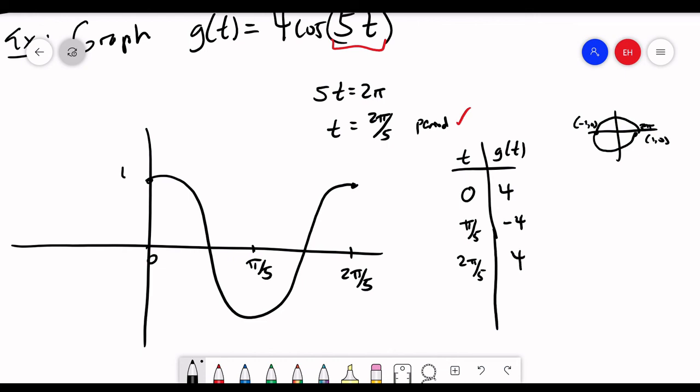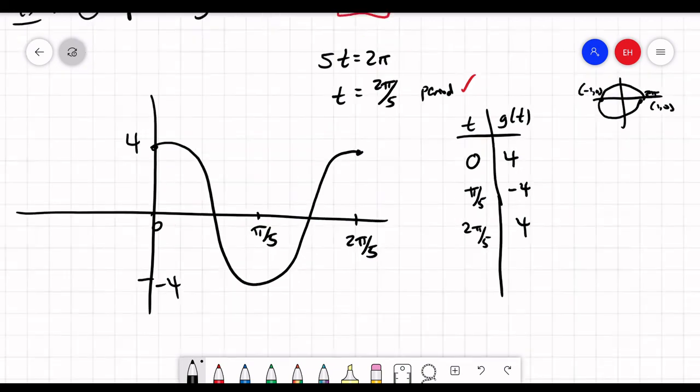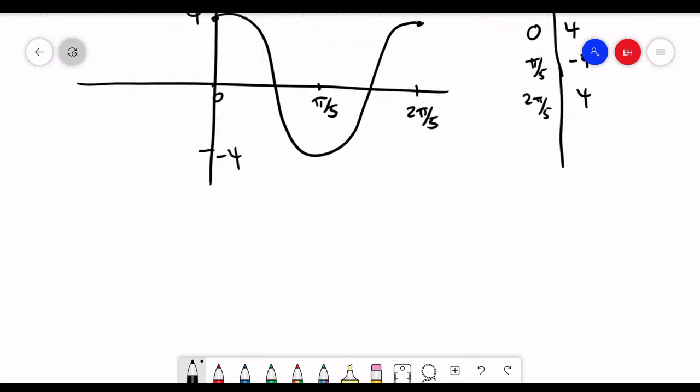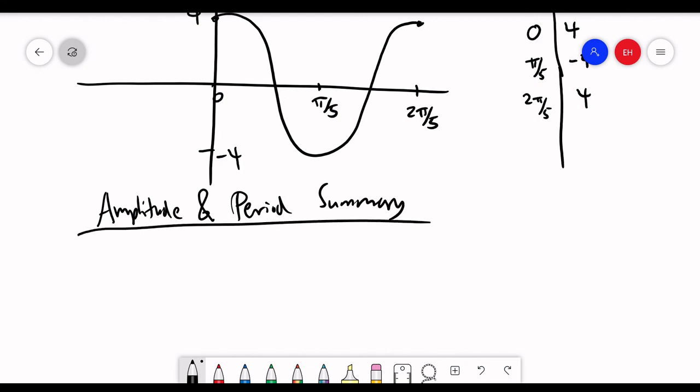And then finally, I put in 2 pi over 5 times 5, 2 pi. Cosine of 2 pi, I'm at the point 1, 0, cosine's the x-coordinate, which is 1, but then times 4, so 4. So then the last point to look at is 2 pi over 5 as the input and 4 as the output. And the amplitude, again, is from the high point to the middle, so that times 4 on the outside changed our amplitude to 4.